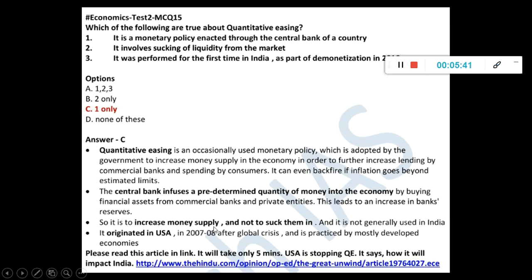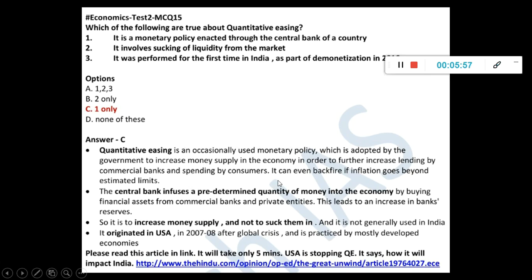So it is to increase money supply and not to suck it, and it is not generally used in India. It originated in the USA in 2007-8 after the global crisis and is practiced mostly by developed economies. But India also does this, pushing money into the economy, but we don't call it quantitative easing. Okay, we have other quantitative tools for that.